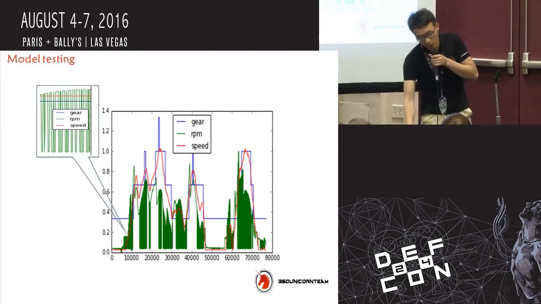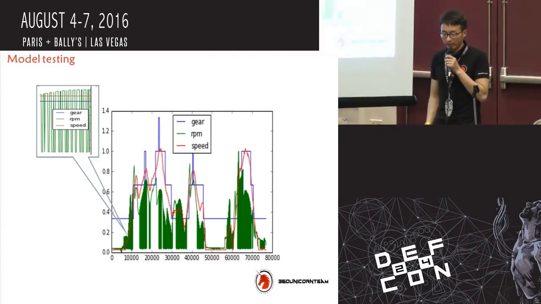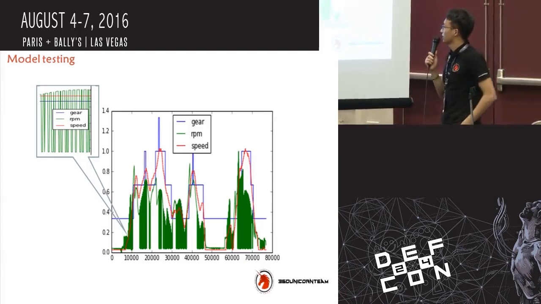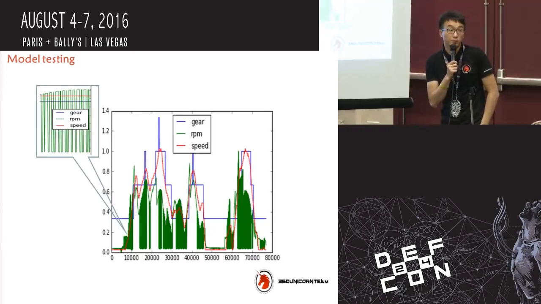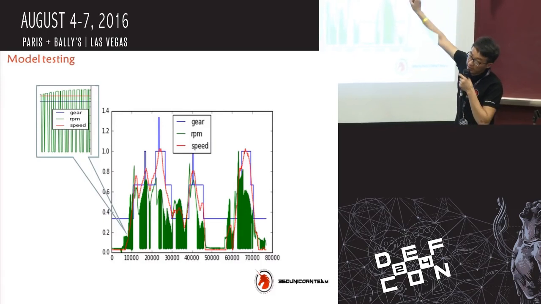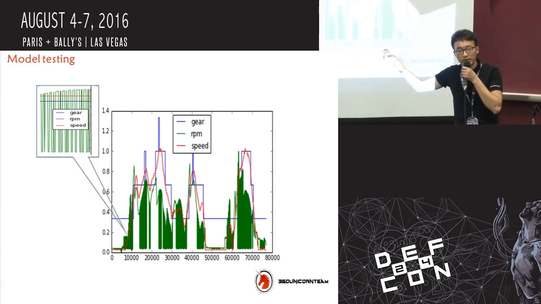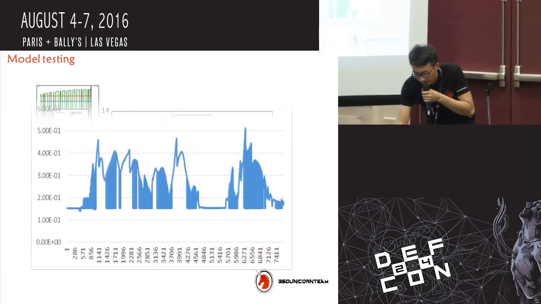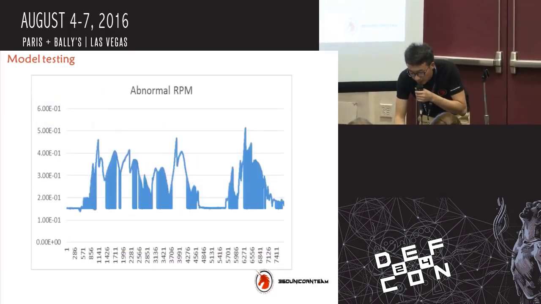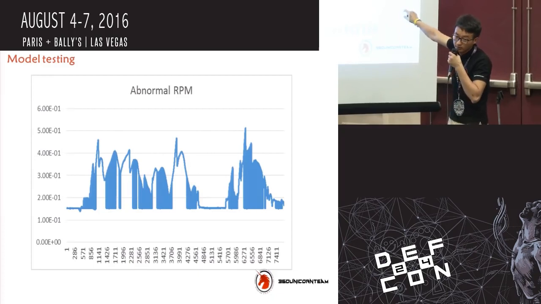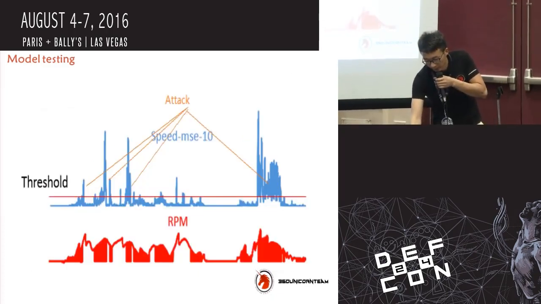So let me try this on an attack. This attack is like the attacker is replaying the RPM. It's like spoofing the RPM, while the right RPM is also transmitting on the network. So you can see that the RPM, when you plot it, is oscillating, because they are sending at the same frequency. You can see the curve oscillating in the top left corner. And this is the abnormal RPM. If you zoom in, those black sections are oscillating curves.